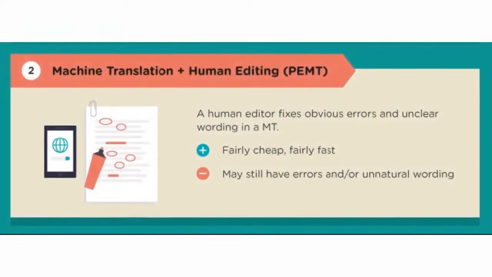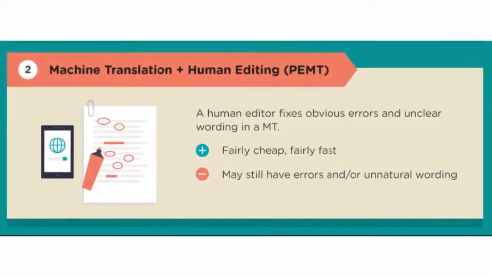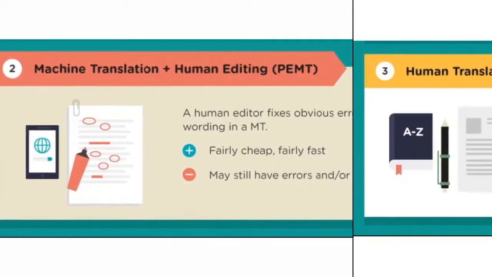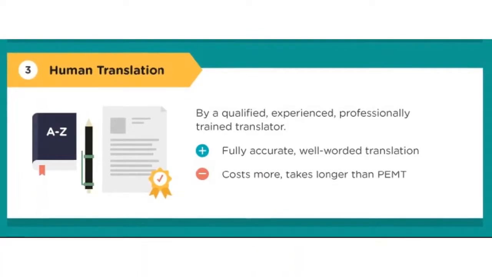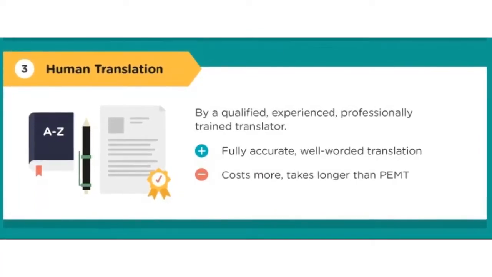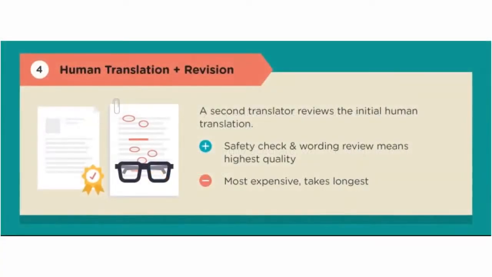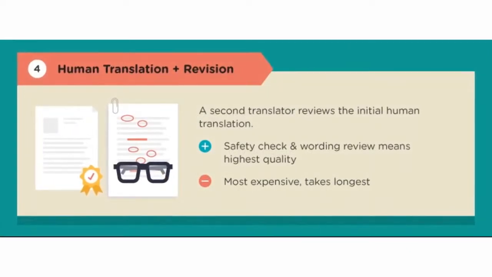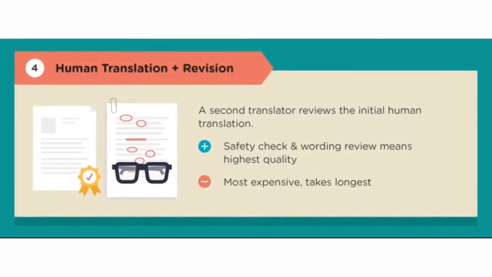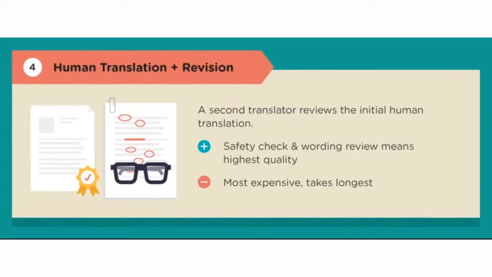The second type is to get a machine translation and then edit it to fix its errors and unclear wording. Third is translation by a professional human translator following best practice processes. And the fourth type is human translation plus a second translator review of the translation as a safety check and to further refine the wording.